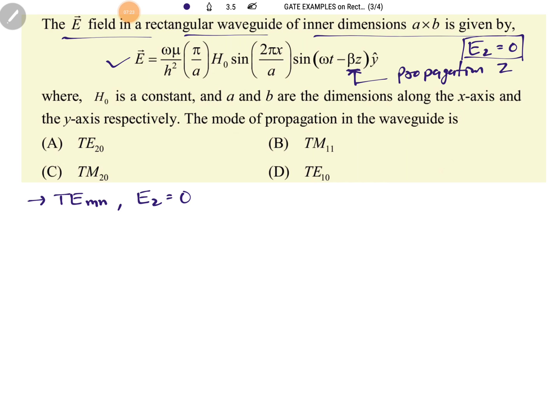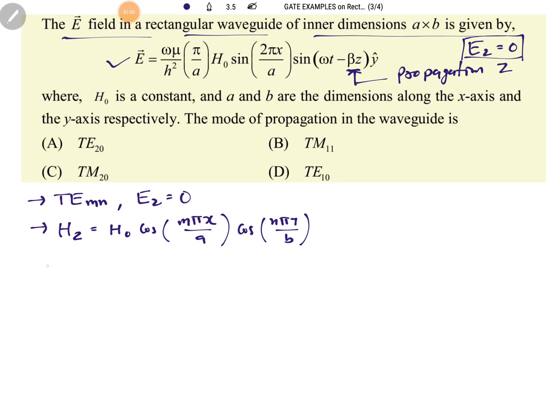So what will be the magnetic field along the z direction? This is what I have already derived. You can see my previous session on rectangular waveguide, where I derived this formula for the magnetic field along the z direction, that is H0 cos of m pi x by a into cos of n pi y by b.